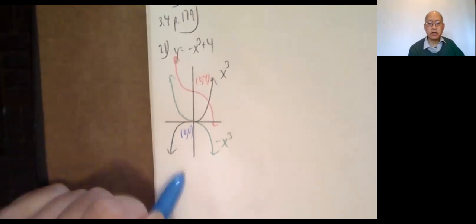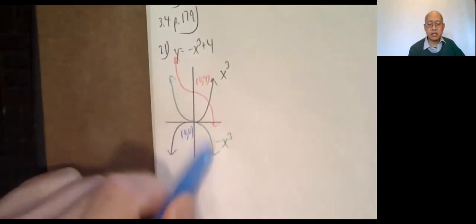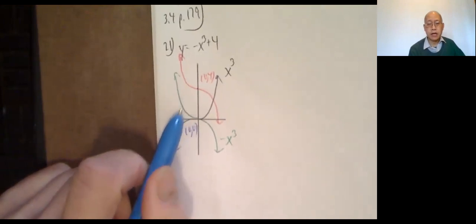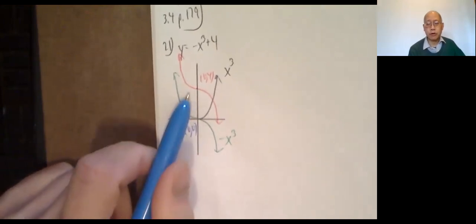So you should be able to do such a progression for me. Show me x cubed, and then show me negative x cubed, and then negative x cubed plus 4. One graph at a time. It got reflected, and then move it up 4. Which way am I moving it? Am I reflecting it? And so on.